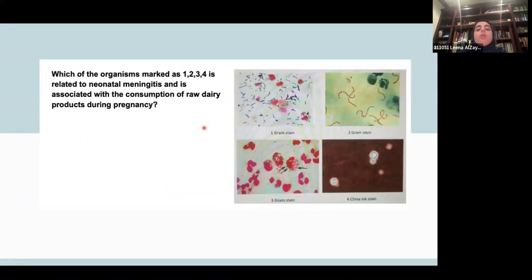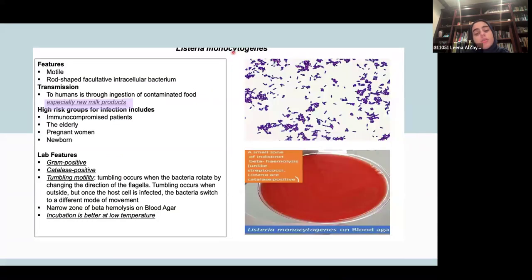And then which organism is associated with consumption of raw dairy products during pregnancy? It's number 1, which is Listeria monocytogenes, which isn't in lab material, but I saw it in questions and it's in the lectures, so I thought I'd add it. Listeria monocytogenes is especially transmitted in contaminated food like raw milk products, and it's gram-positive, catalase-positive, with tumbling motility.